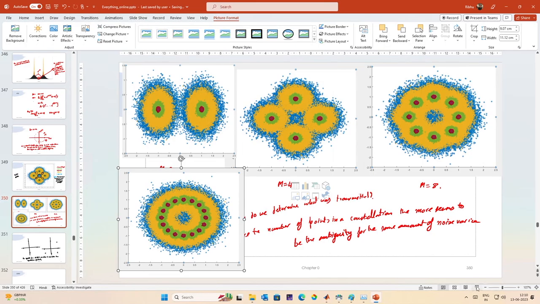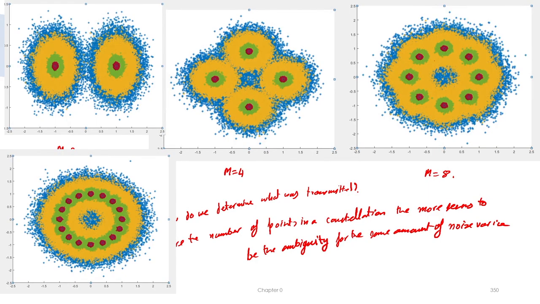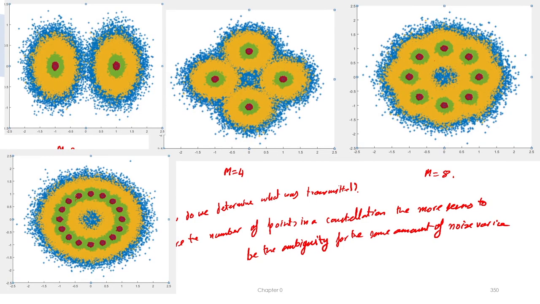And we observe that here the yellow clouds are more or less distinguishable, but the blue cloud is no longer distinguishable easily. Here even the green clouds, which seemed very safe in all the previous cases, are now more or less continuous. And if we extend this to maybe m equals 32, even the red clouds may get corrupted. So there seems to be some relation between the ambiguity in the received symbol and the number of points from a constellation that we are transmitting.